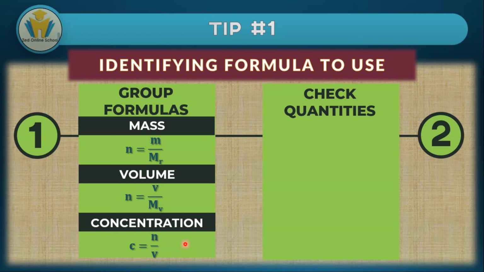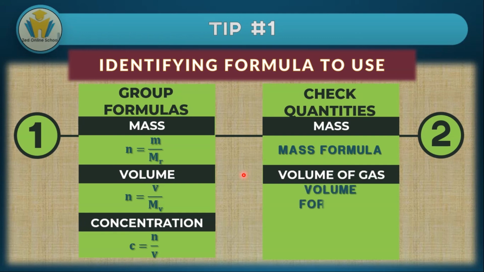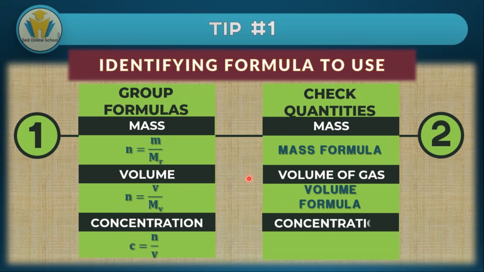The beauty about grouping your formulas is this. When you see mass as a quantity that you're finding or that you've been given, you know that you'll be working with the mass formula. When you've been given volume in a question, particularly volume of a gas, you need to use the volume formula. While if you've been given concentration like we did in question 3, as you saw, we mostly use the concentration formula.